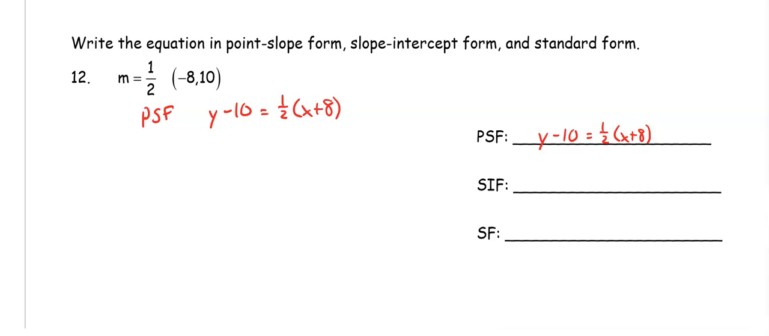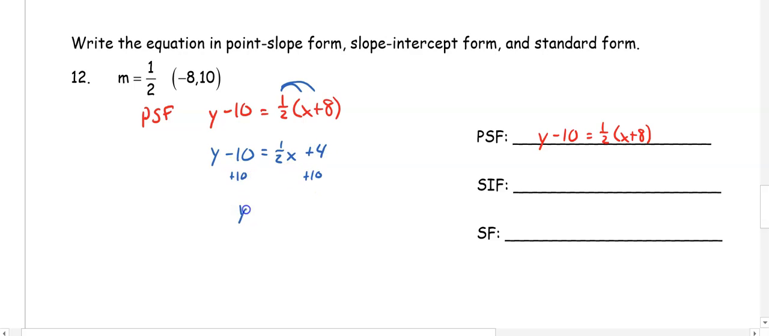Then to get into slope-intercept form, our first step here is to distribute. Y minus 10 equals 1/2 x plus 4. And then we're going to add 10 to both sides to get y by itself. So we get 1/2 x plus 14. That is our slope-intercept form.